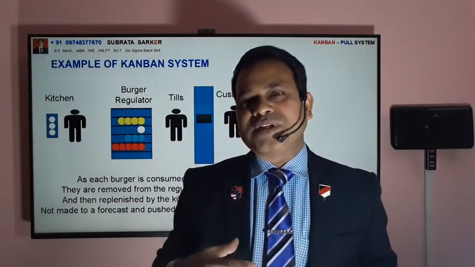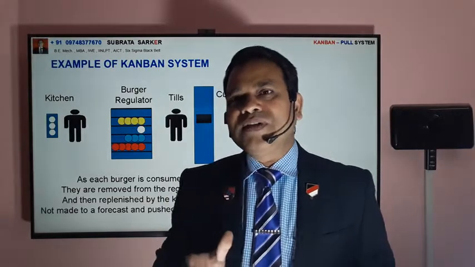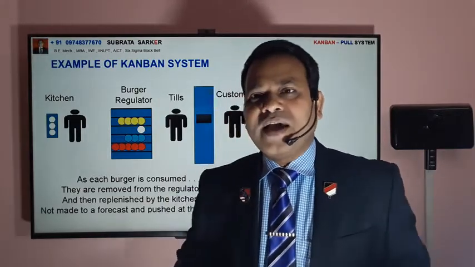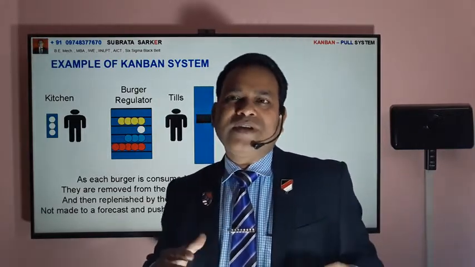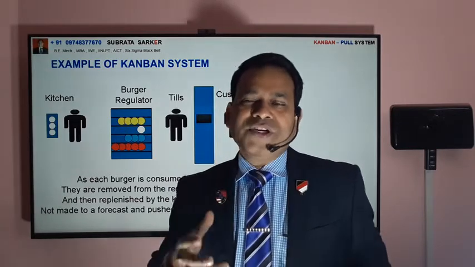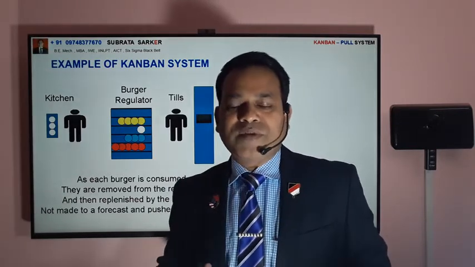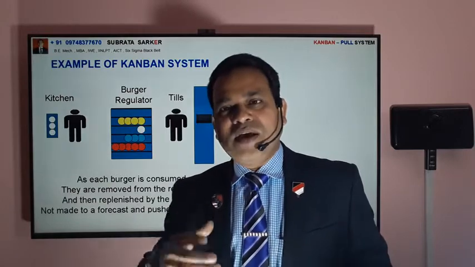and in a pull system the batch size is smaller than in the push system, and quality issues are highlighted more if you have some defects in the product.